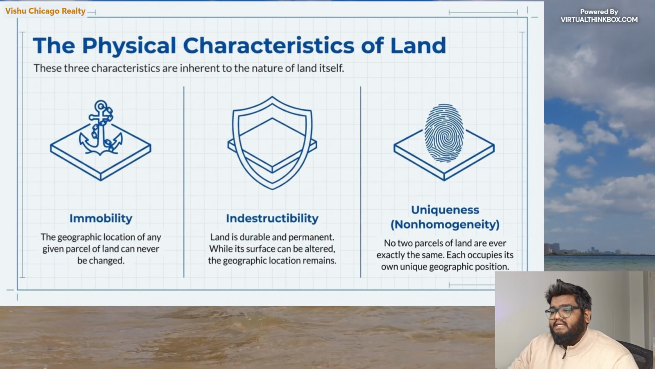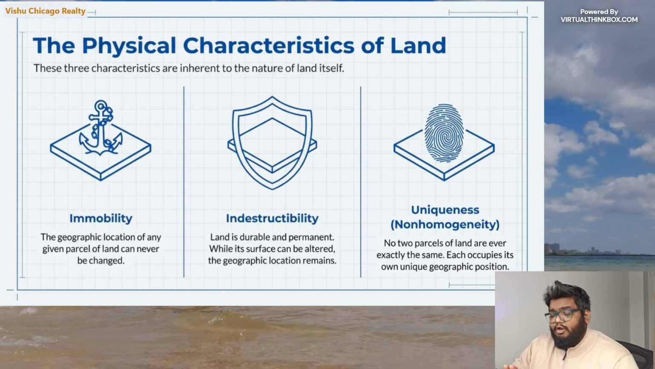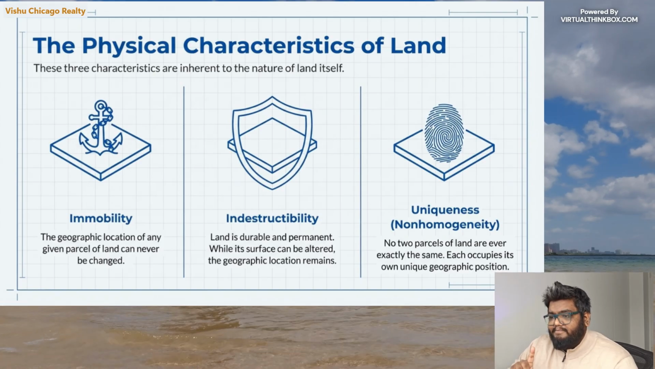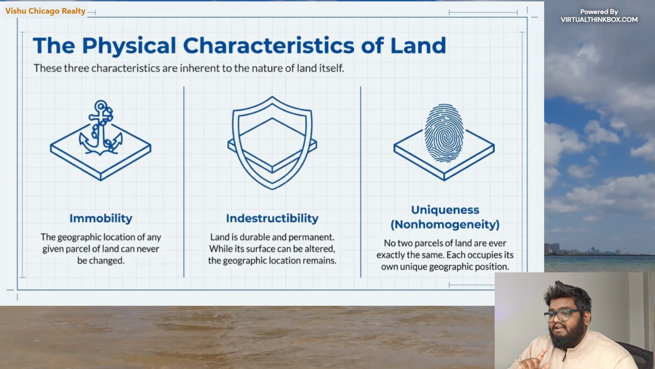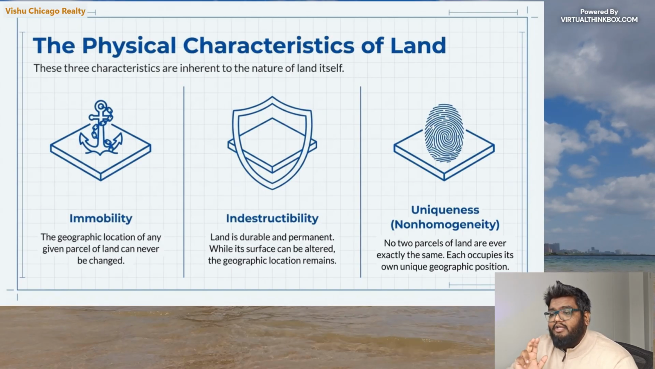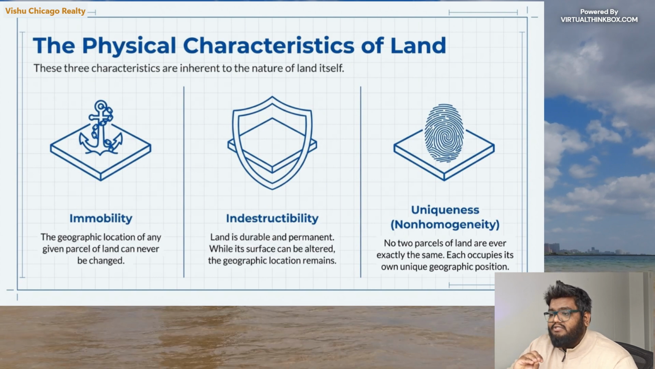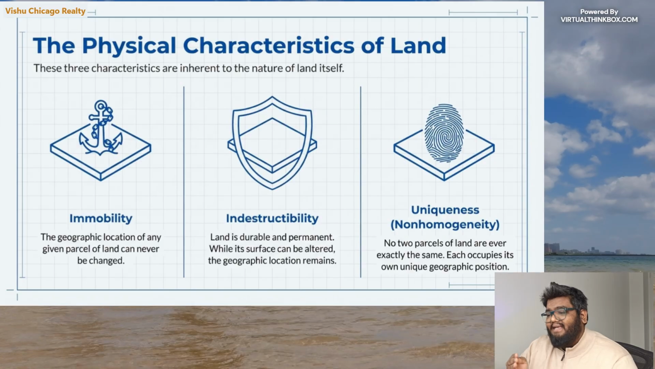There are three physical characteristics of land. Immobility means land cannot be moved. Indestructibility means land itself is permanent even if improvements are destroyed. Uniqueness, or non-homogeneity, means no two parcels of land are exactly the same.